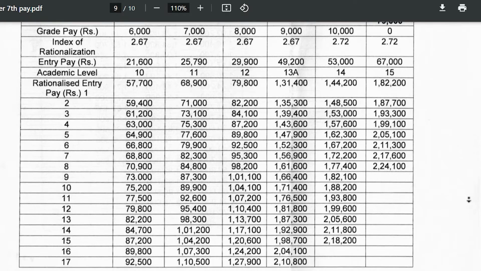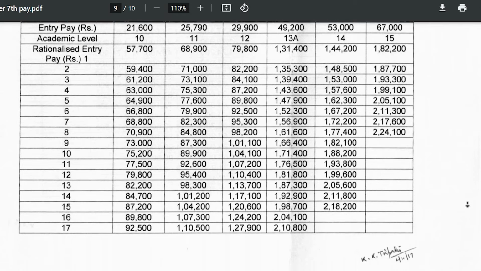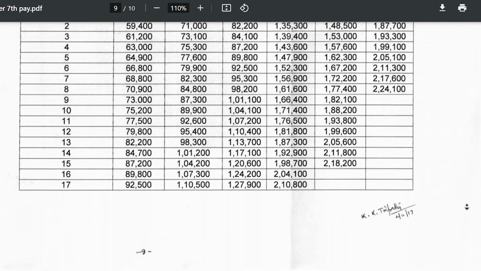So entry pay is a fixed amount that you get as a part of your salary, which is fixed for a particular level. For example, at level 10, your entry pay amount would be 21,000 around. So this is something that you might want to take a note of.